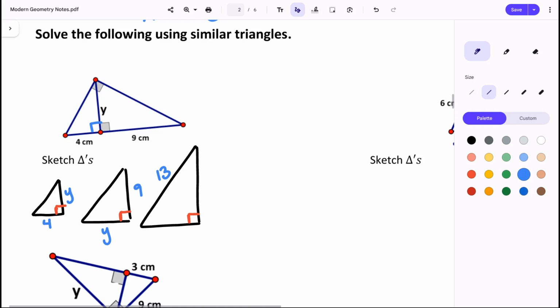Okay, now think about your proportion that you want to set up, and think about the sides that are corresponding. So you can't just pick any sides that you want. You can't just grab whatever numbers you want at random. You have to think about how these are relating to each other. So give me an idea of what you think we could do here.